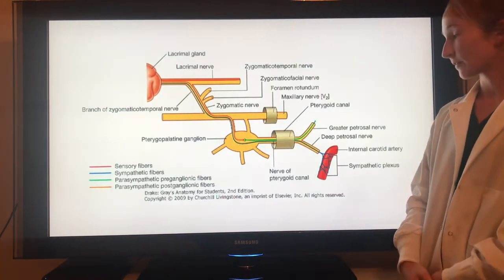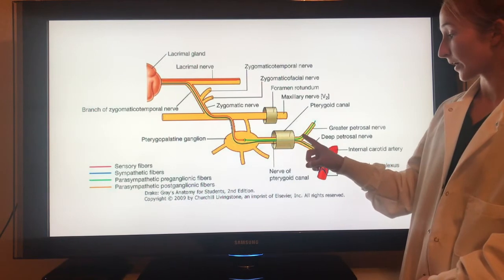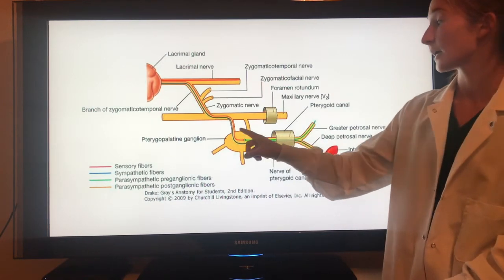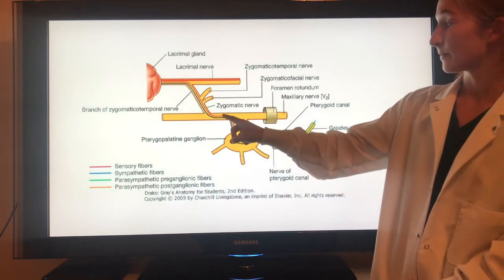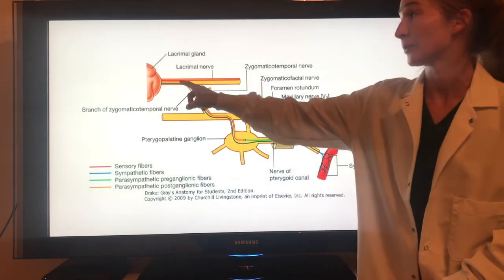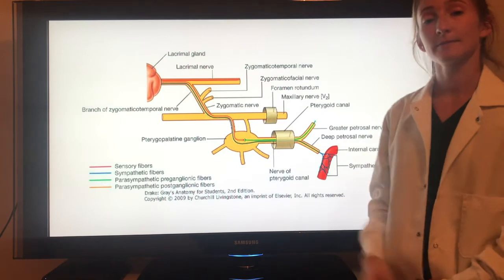Presynaptic parasympathetic fibers from the greater petrosal nerve are conveyed by the pterygoid canal to the pterygopalatine ganglion. Postsynaptic parasympathetic fibers are conveyed by the zygomatic nerve and the lacrimal nerve to the lacrimal gland.